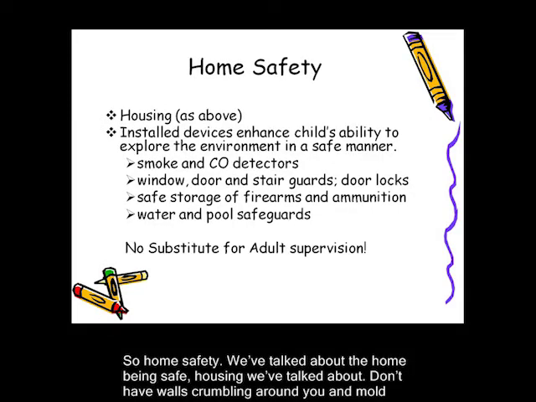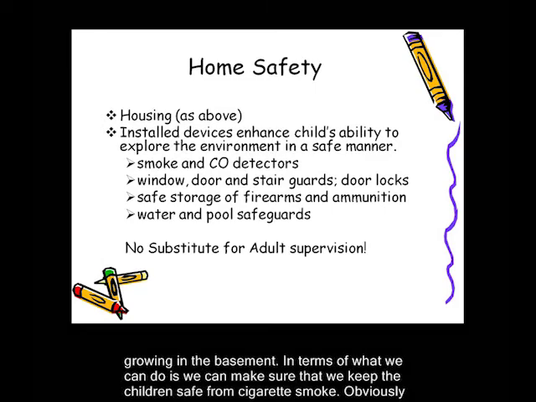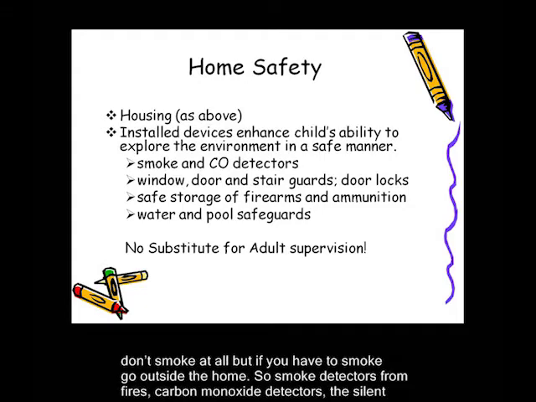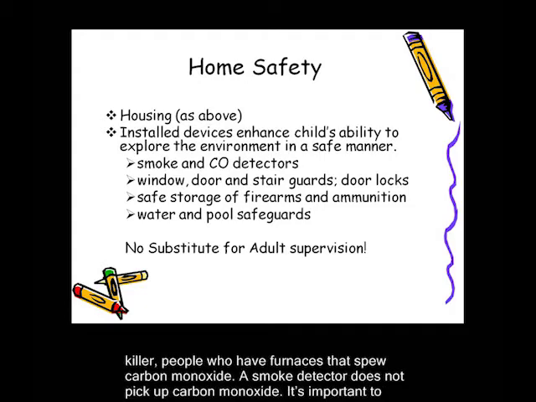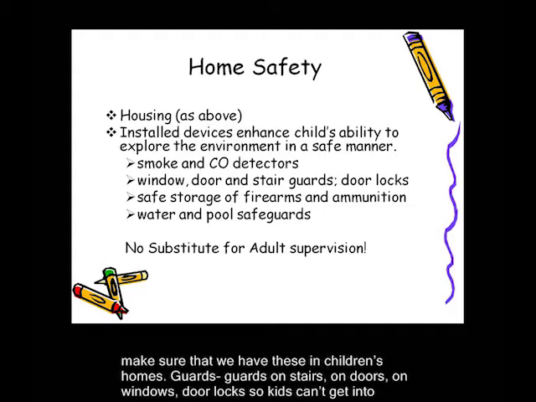So home safety. We've talked about the home being safe, housing, and we've talked about not having walls crumbling around you and mold growing in the basement. In terms of what we can do, we can make sure that we keep the children safe from cigarette smoke. Obviously, don't smoke at all, but if you have to smoke, smoke outside the home. So smoke detectors from fires, carbon monoxide detectors, the silent killer, people who have furnaces which spew carbon monoxide. A smoke detector does not pick up carbon monoxide. It's important to make sure that we have these in children's homes.